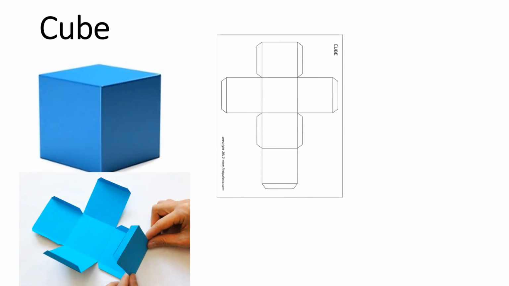Cube. Here there is a block of a cube. Using this block we can make a cube. In the cube there are 6 plane faces, 12 edges and 8 vertices.